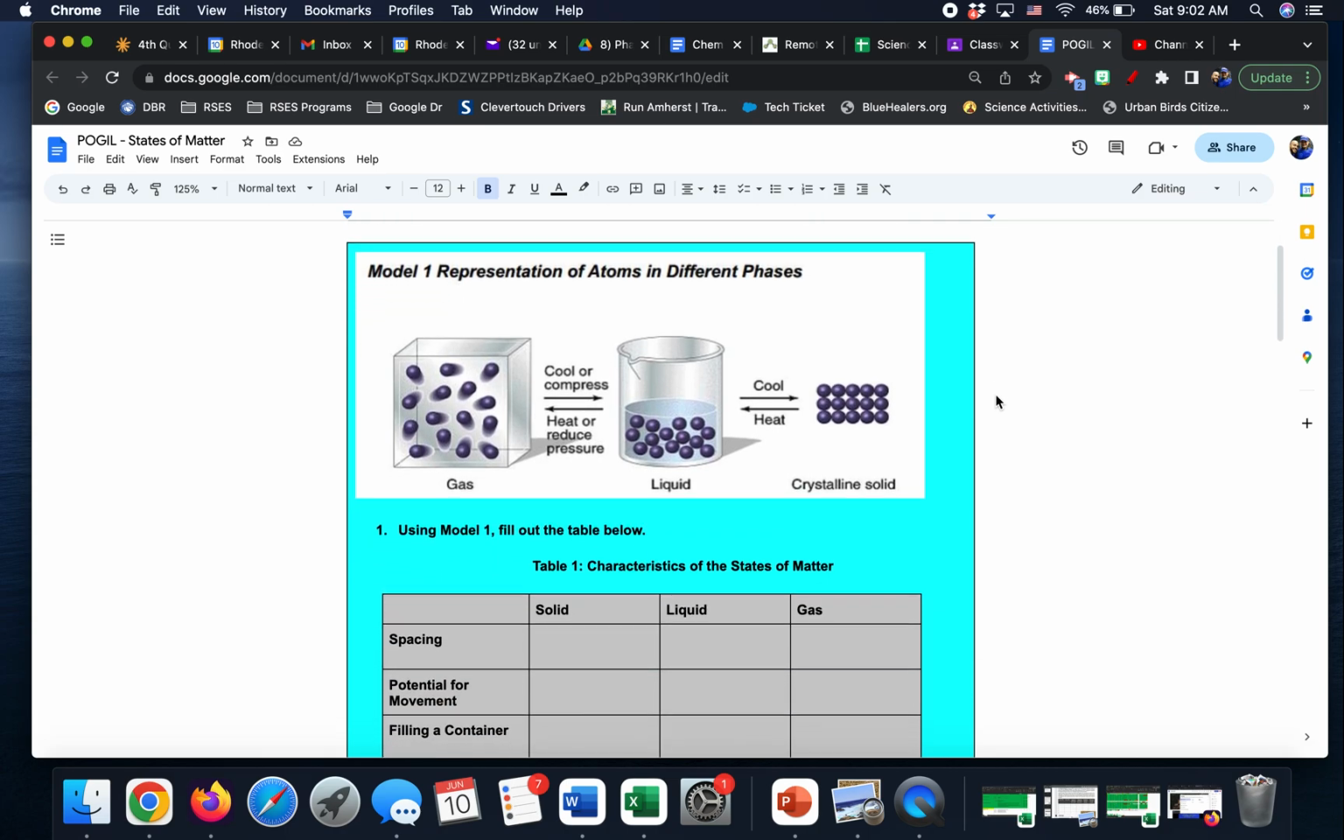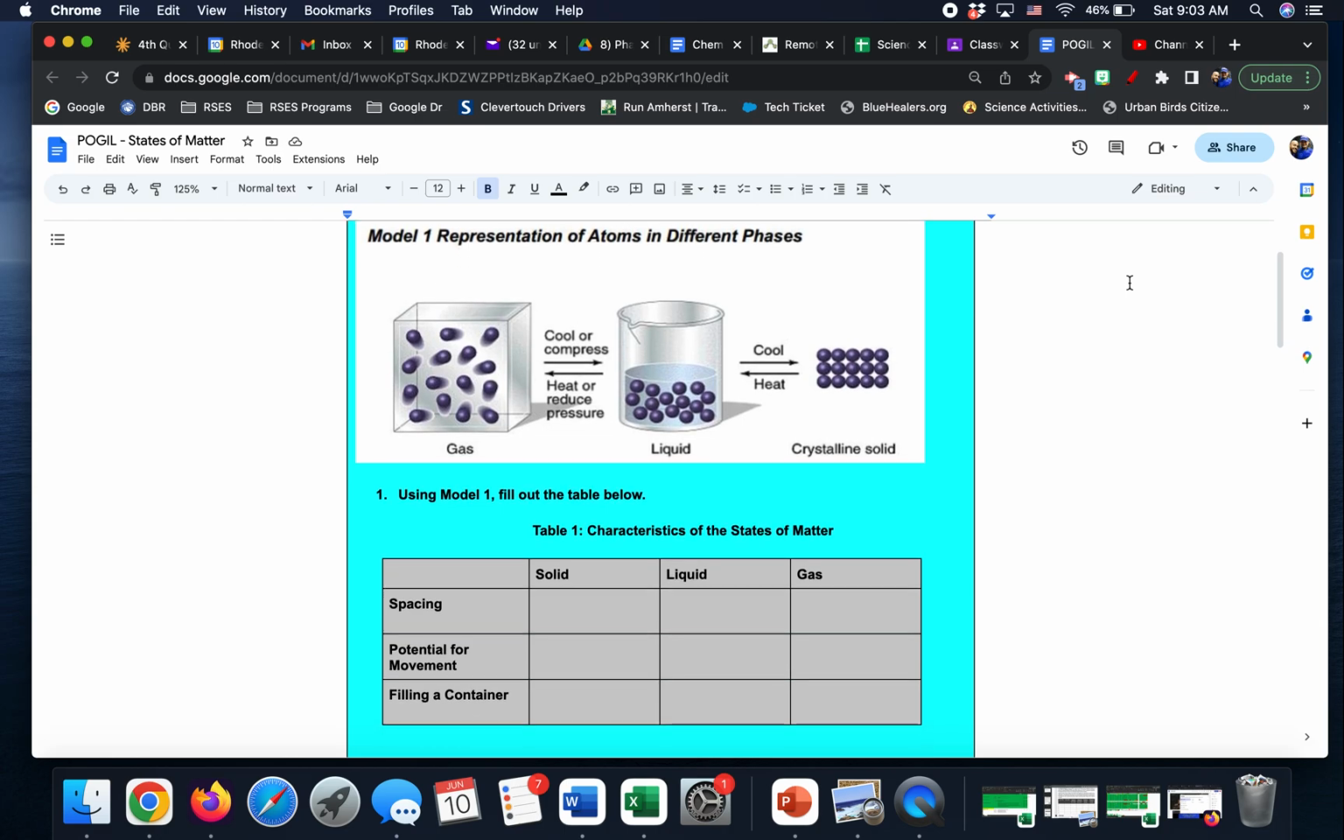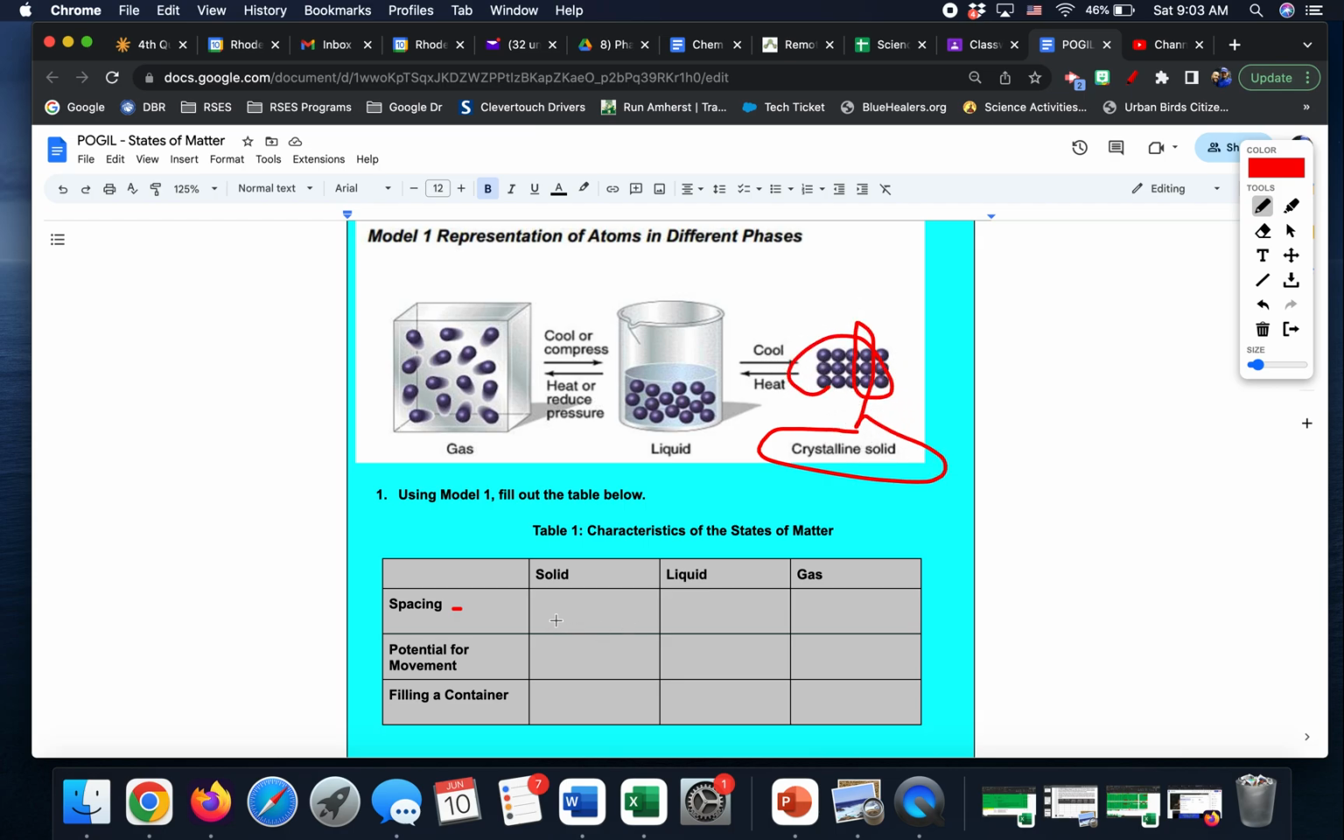Matter POGIL. As always, we see the model, try to figure out what we're looking at here. The first thing you're going to do is, from this picture, look and fill out this table. For spacing, we're talking about the particles here. You're going to look at a solid, describe the spacing of these particles, write it here. For the liquid spacing, you're going to put it here. The spacing of the gas particles, put it there.